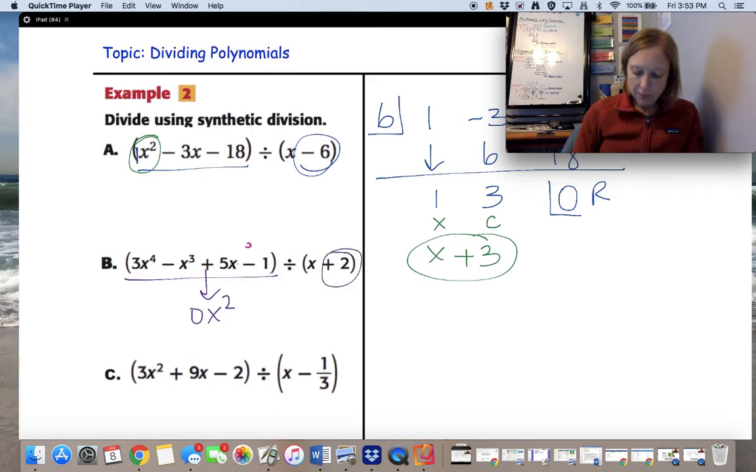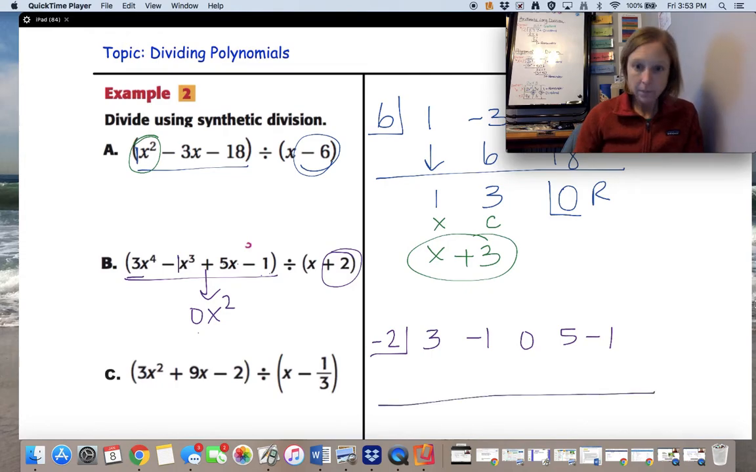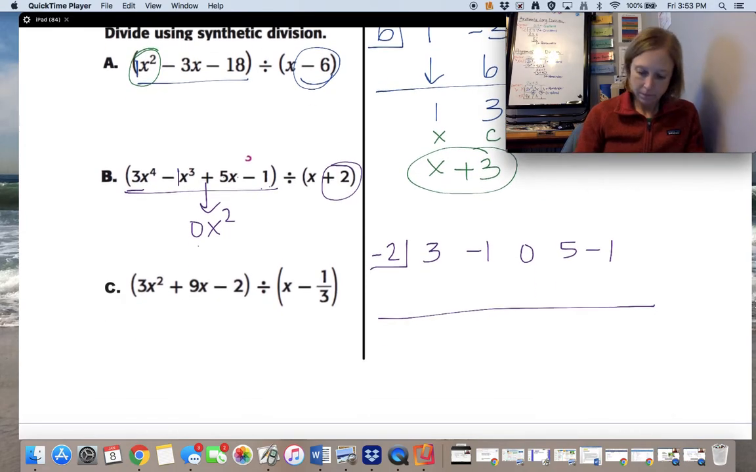I'm going to use the opposite of a positive 2, which is a -2. Now I'm going to write out my coefficients. 3, -1, 0, 5, -1. Bring down that 3. Start by multiplying.